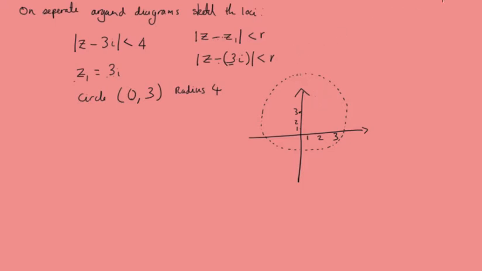So it's going to look like something like that, and it's going to be the points within the circle, but not the circumference itself.